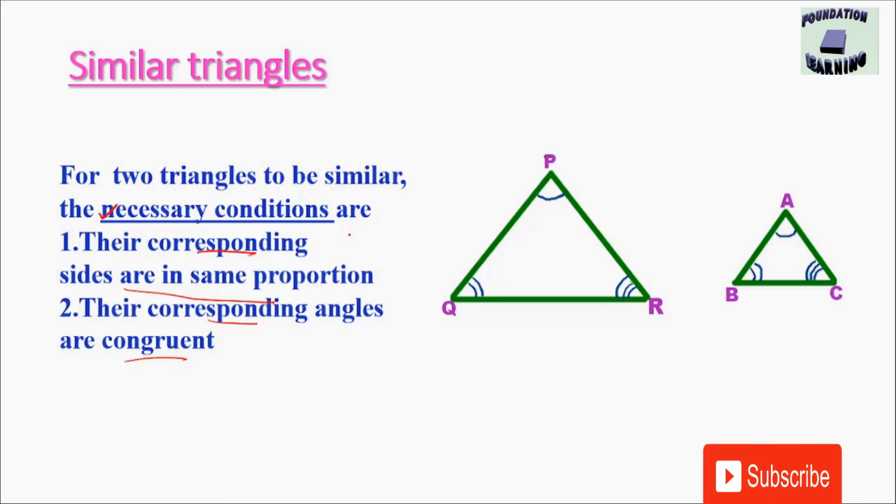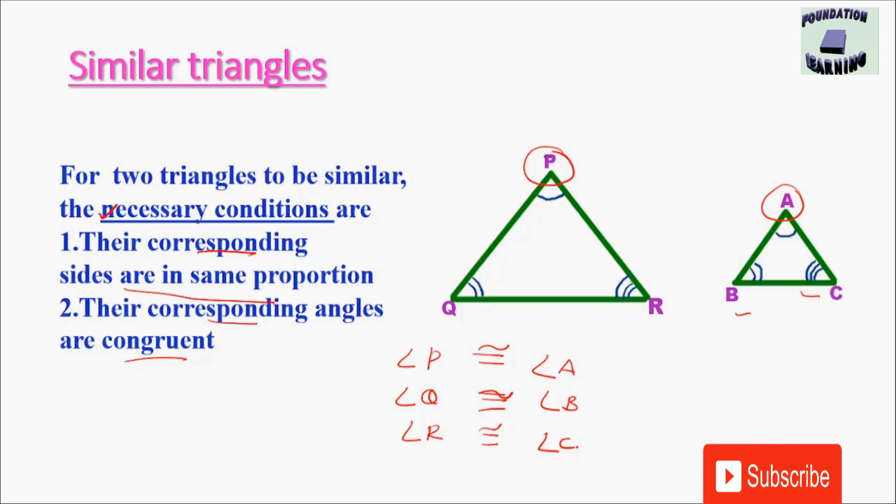First we'll talk about the corresponding angles. If you look at the figure, the corresponding angle of P is A. Angle P and angle A should be congruent. Angle Q and angle B, and angle R and angle C are congruent.